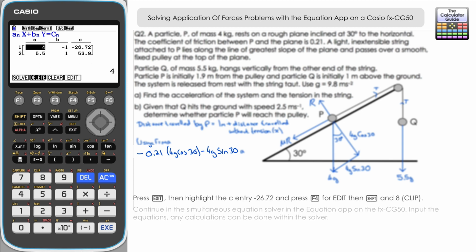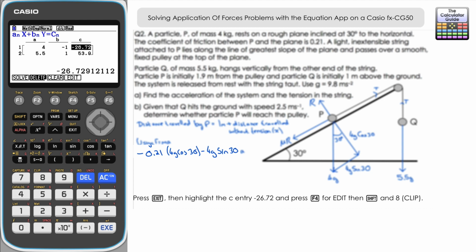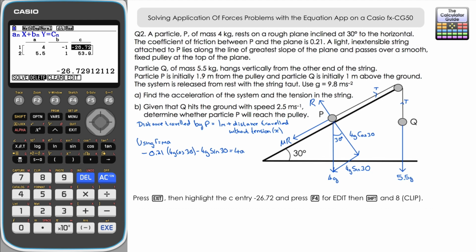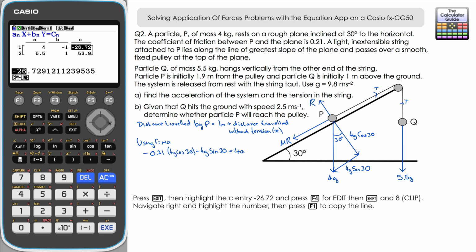That is what we put in, on the right hand side of our equation in part 1. So for convenience, what I'm going to do is copy this out. If I go to C and press F4 for edit, then press shift and clip, navigate right and highlight that, and then F1 to copy line. So I've now copied that.